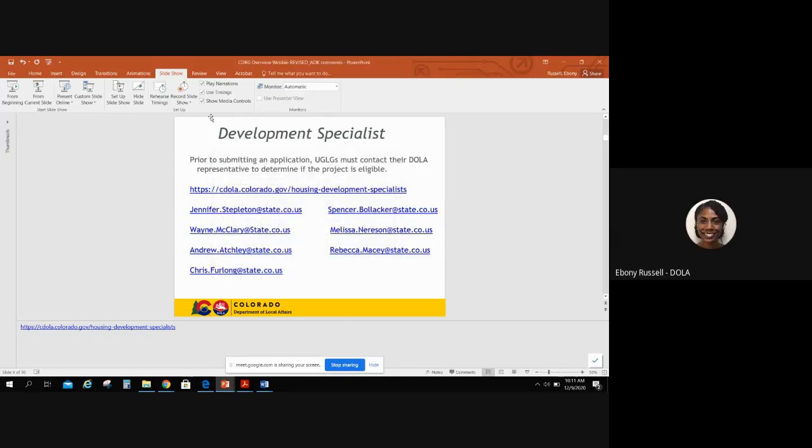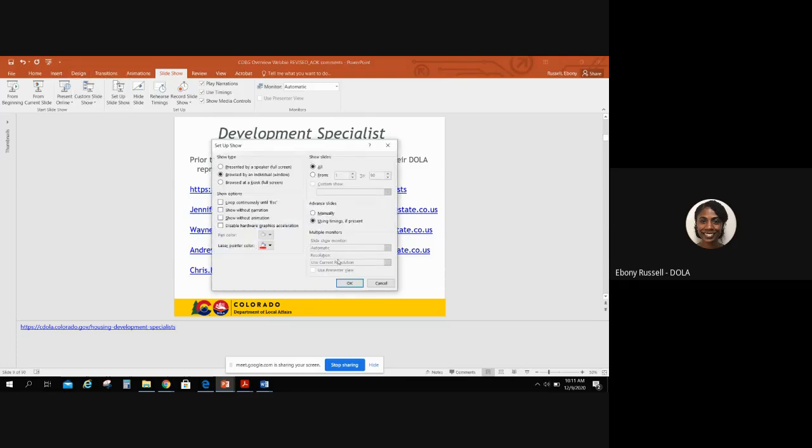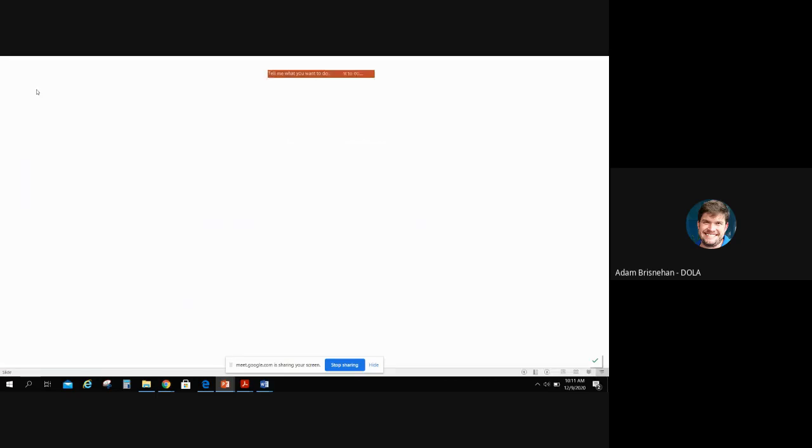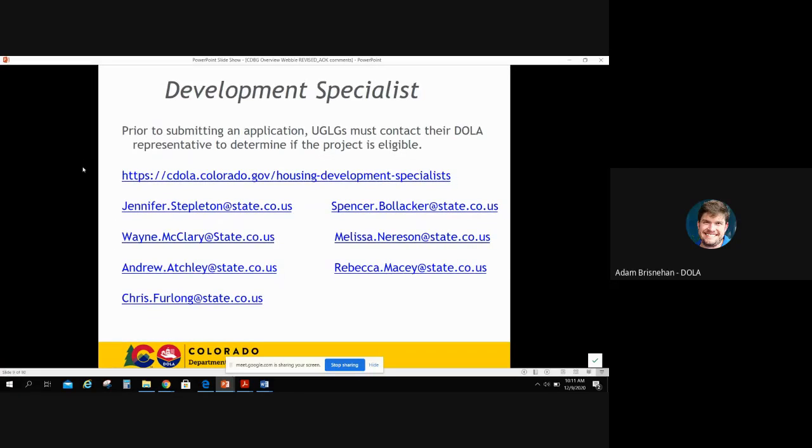I don't see any changes. Is everybody able to see it better? I'm not seeing any changes on the side. Ebony, now just hit from current slide and then it'll put you into presenter mode. Hit my current slide? No, up at the top, it says from current slide. So just hit okay. Is that better, everybody? Sorry about that. Yeah. Okay.